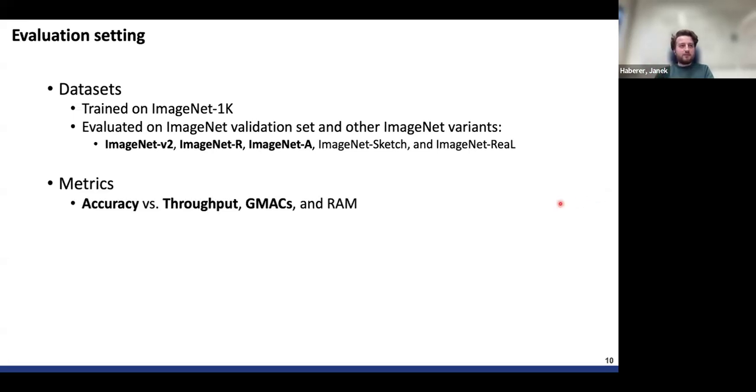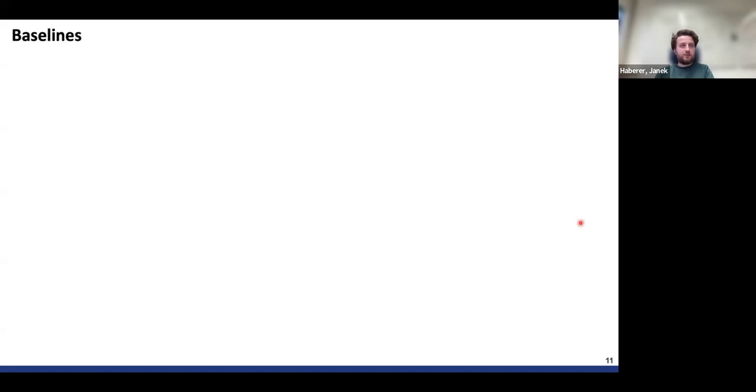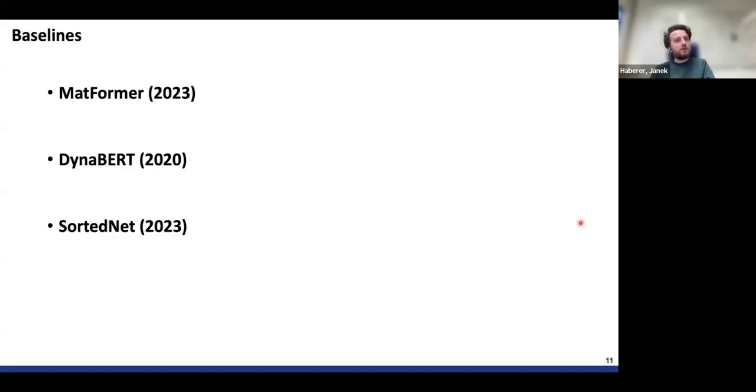Then for the metrics, we evaluate accuracy versus throughput versus GMACs and also RAM. RAM I will also not be presenting, but this is also in the paper. And finally, for the baselines, we have Matformer and then also Dynabird and SortedNet, which I will quickly introduce now.